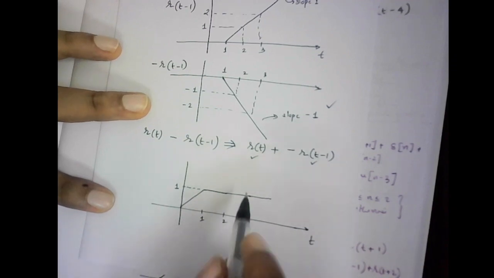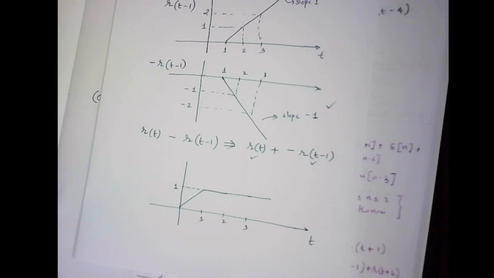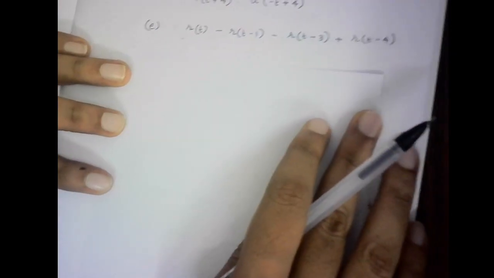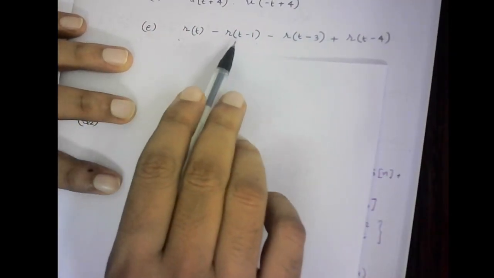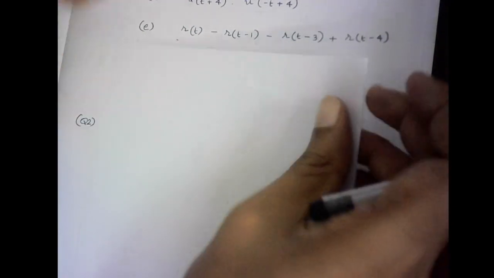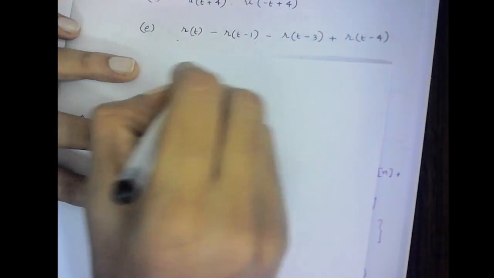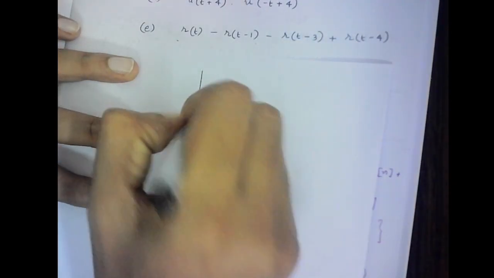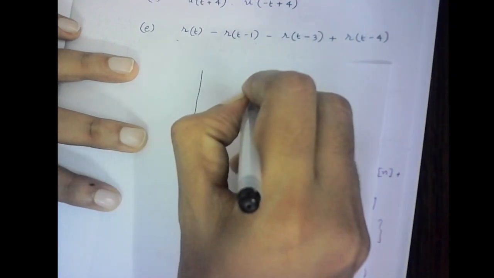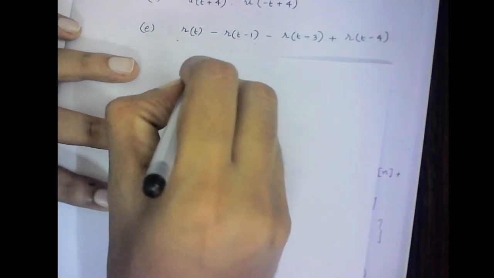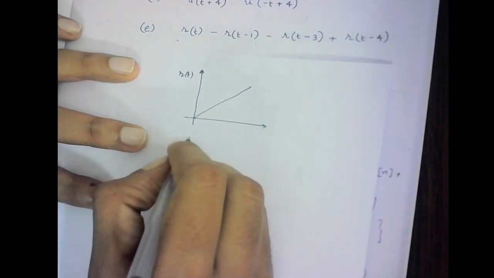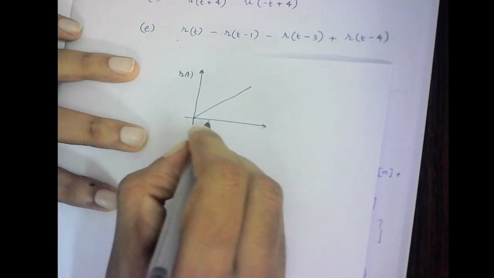Okay, so this is basically r of t minus r of t minus 1. So what is the thing that we need? What we need is this particular thing, r of t minus r of t minus 1 minus r of t minus 3 plus r of t minus 4. Okay, so let me redraw once again r of t. So this was r of t, correct? Now what is r of t minus 1?